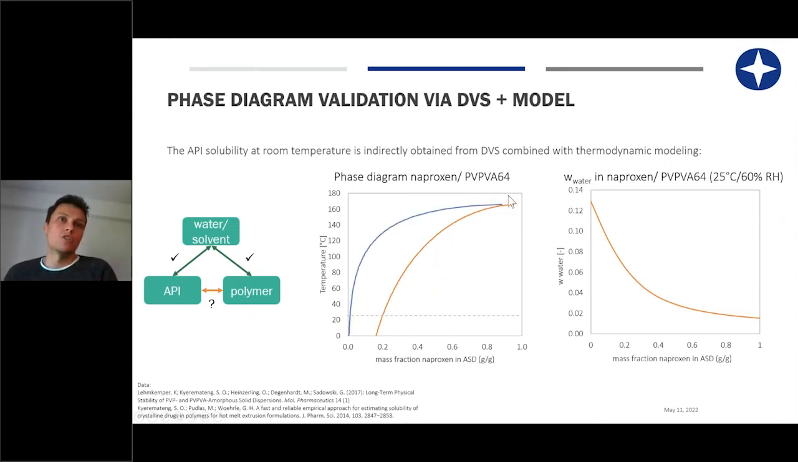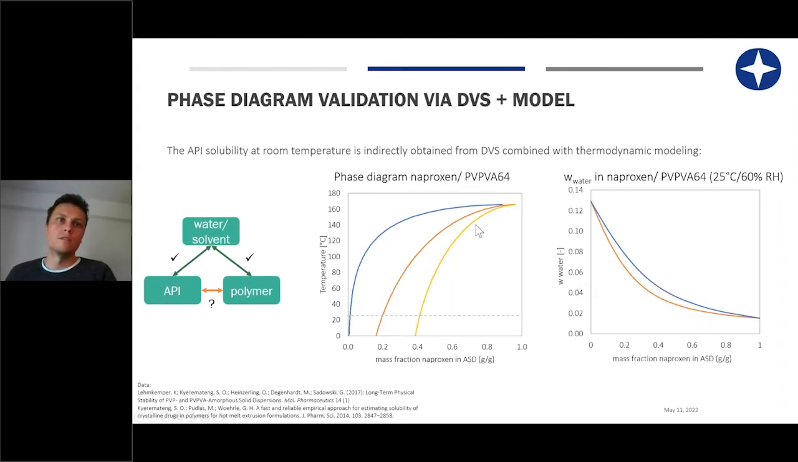But it might actually also be the case like that. So maybe the phase diagram is completely different and the solubility is much, much lower. So I just modified the interactions between the naproxen and PVPVA in the model. And based on that, I obtain a very low solubility at room temperature. And I also obtain a much stronger water sorption behavior. So the water sorption is much higher at a certain drug load.